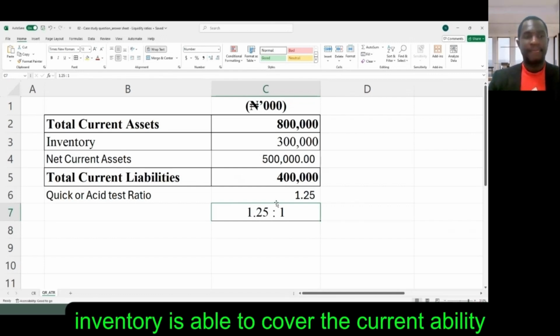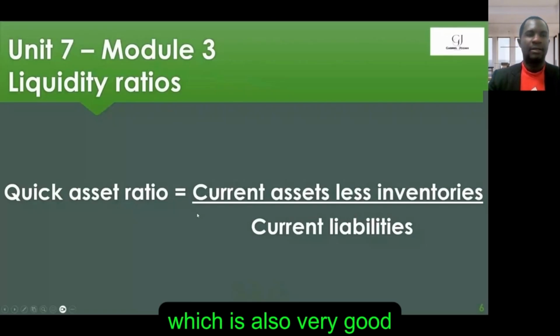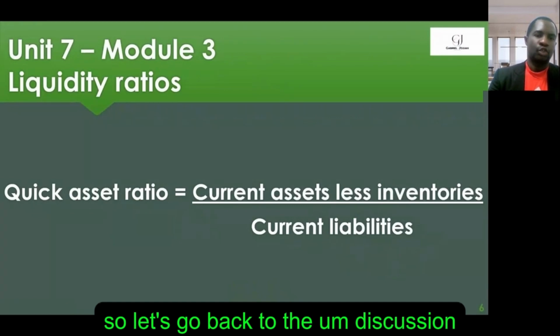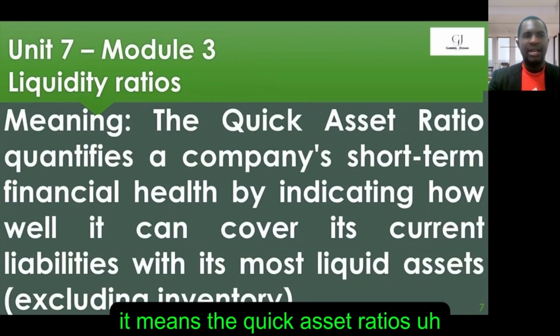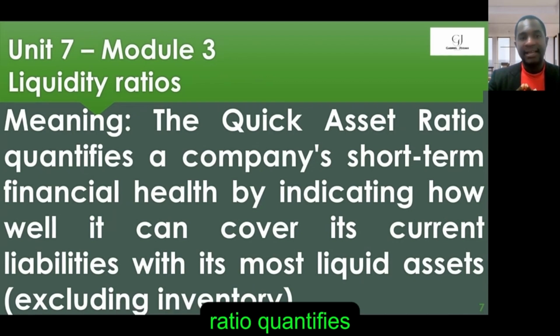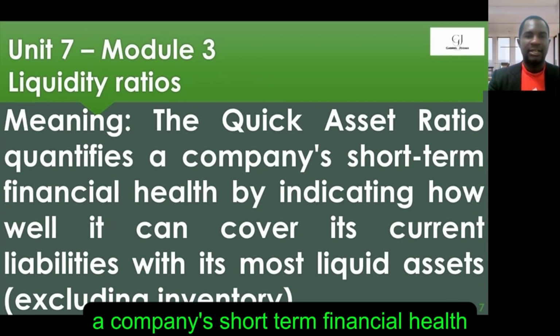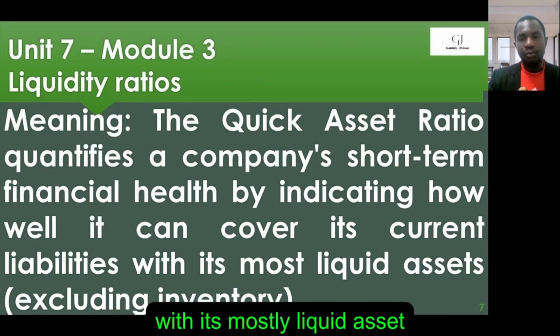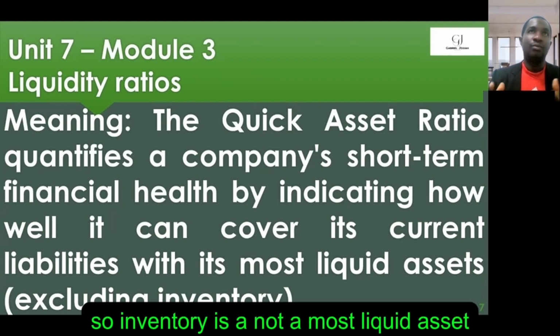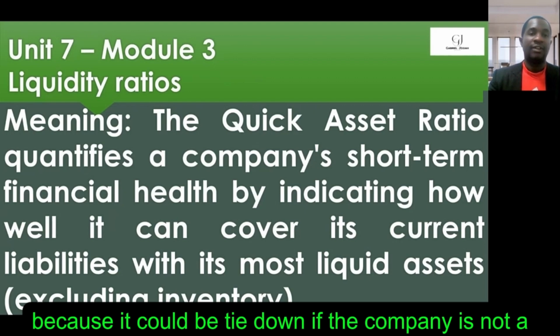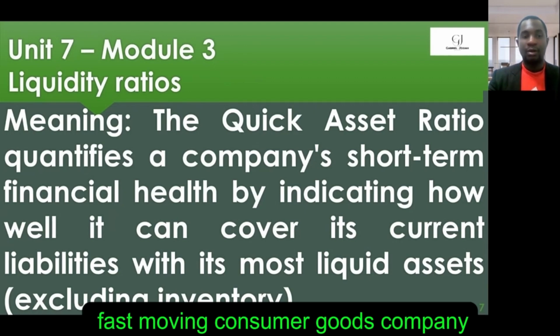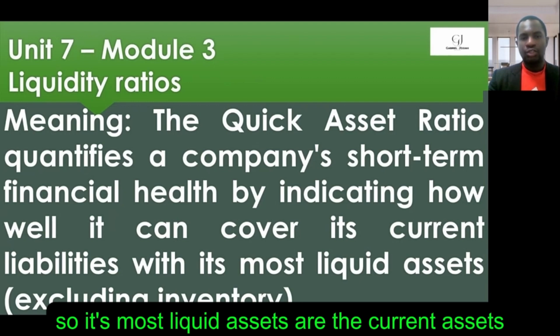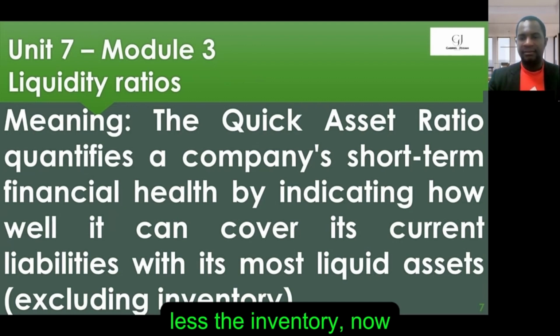The current asset aside inventory is able to cover the current liability, which is also very good. So let's go back to the discussion. Now, what does that mean? It means the quick asset ratio quantifies a company's short-term financial health by indicating how well it can cover its current liabilities with its most liquid assets. So inventory is not its most liquid asset because it could be tied down if the company is not a fast-moving consumer goods company. So its most liquid assets are the current assets less the inventory.